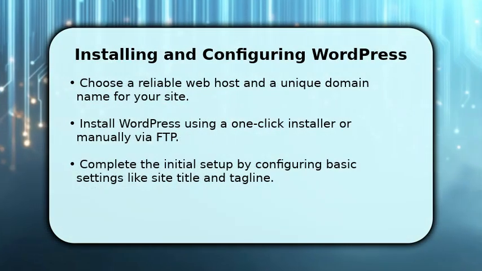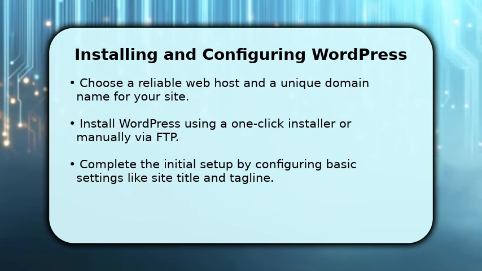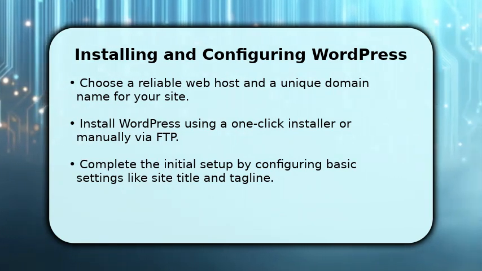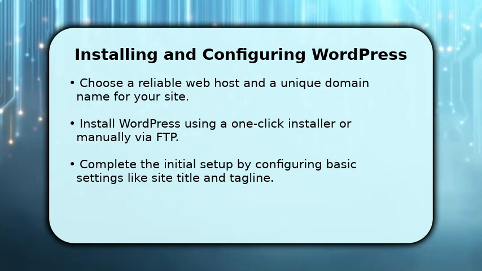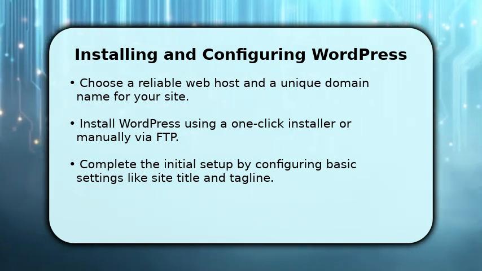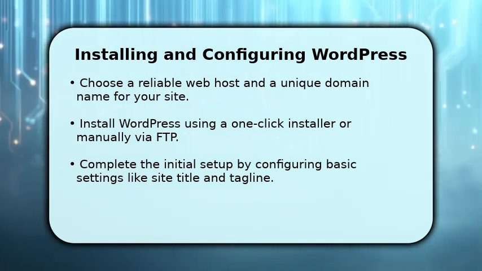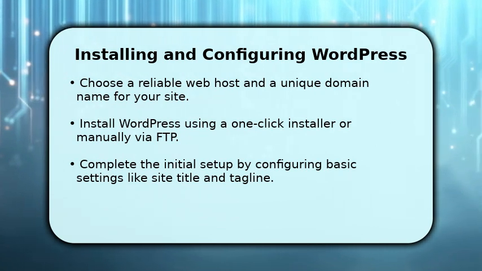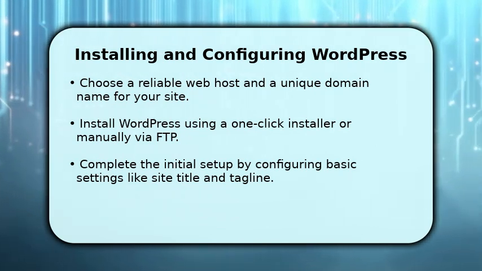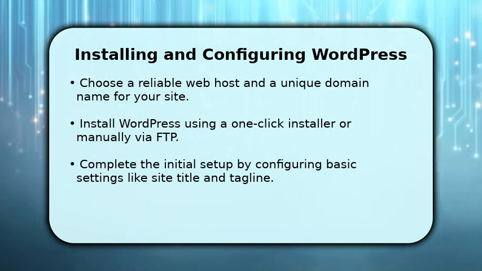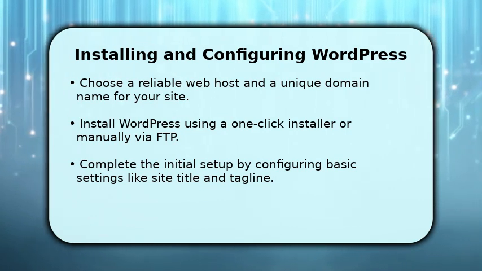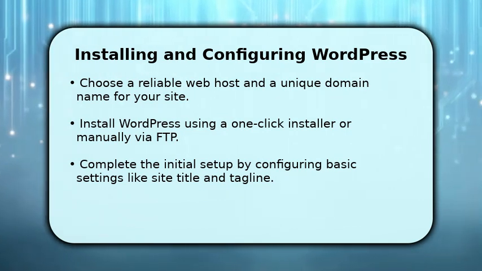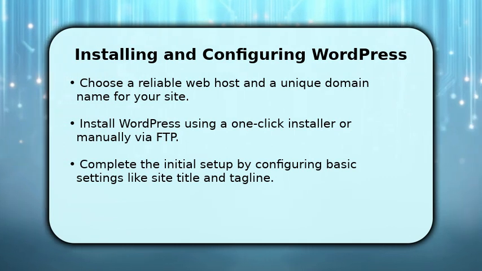Next, let's get your WordPress site up and running. First, you'll need to select a good web hosting provider and register a memorable domain name. Many hosts offer a convenient one-click WordPress installation, which simplifies the process significantly. Alternatively, you can perform a manual installation using FTP. Once installed, complete the initial configuration by setting your site's title, tagline, and other fundamental preferences to personalize your online presence.